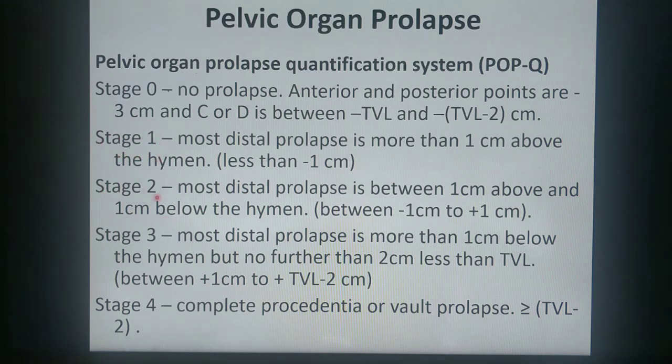Stage 2 prolapse is when the most distal prolapse is between 1 centimeter above and 1 centimeter below the hymen, that is, between -1 to +1. Stage 3 is where the most distal prolapse is more than 1 centimeter below the hymen but not completely everted, meaning no value is more than or equal to total vaginal length -2 centimeters. In stage 4, there is complete eversion, or eversion to within 2 centimeters of total vaginal length, of the lower genital tract. Any of the points, that is Ba, C, D or Bp, is more than or equal to total vaginal length -2 centimeters.